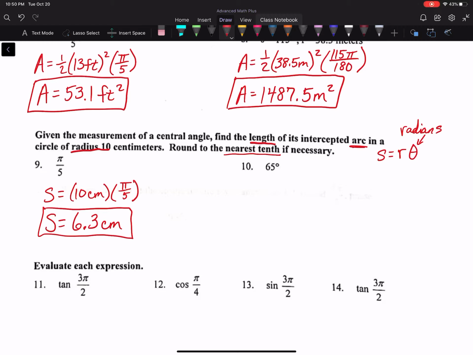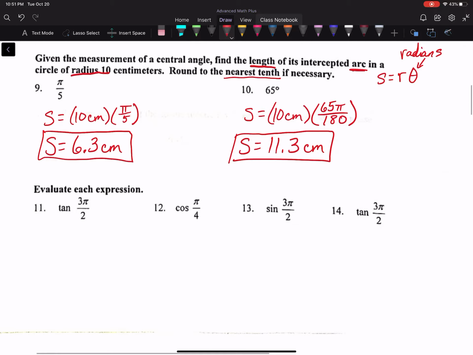Number 10, we are rocking and rolling, same process. The direction says my radius is 10 centimeters, so that doesn't change. 65 degrees, I need to change to radians, so I say 65 pi over 180 to make it radians. And then I stick that in my calculator, and I get 11.344, which rounds to 11.3 centimeters.